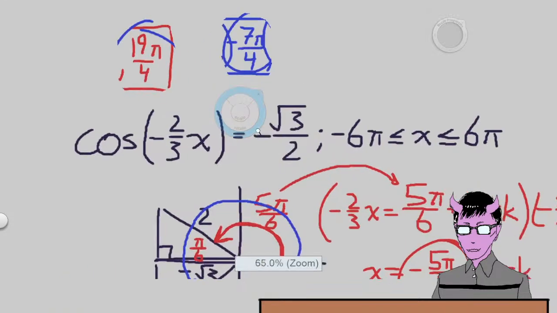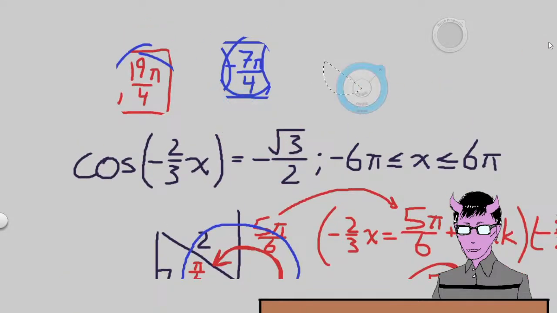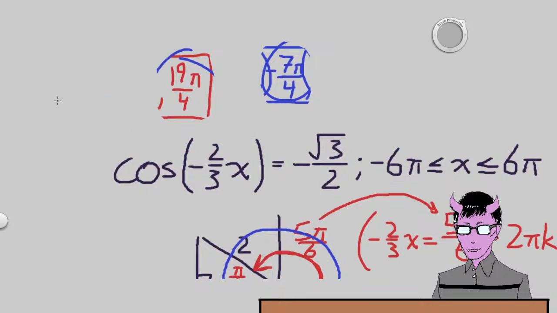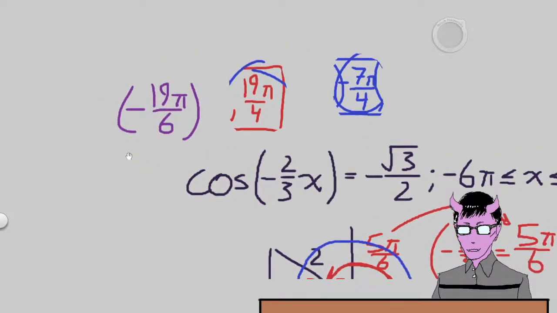But the problem is essentially done. We have 8 answers, but let's just do a quick test. If we plug in this one first, we have the 19 pi over 4 times -2 over 3. What does that give us? I guess it's kind of a bad number. We're going to have -19 pi over 6 into our cosine function.